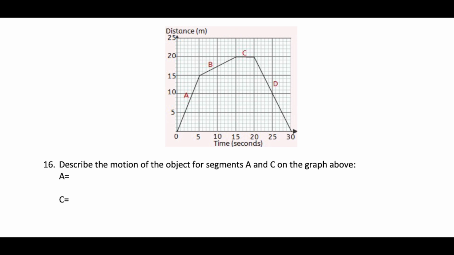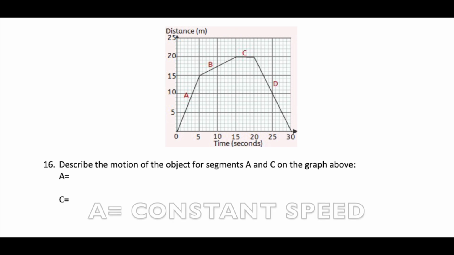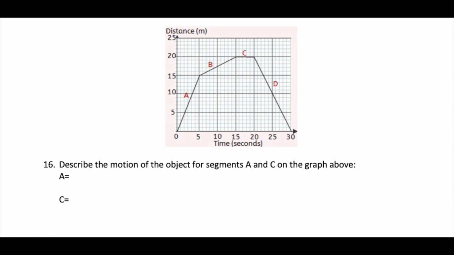Okay, here's one more example of a motion graph. It says, describe the motion of the object for segments A and C on the graph above. Well, if we look at segment A, we see that it's an increasing slope. The y-axis shows the distance in meters and the time in seconds. So segment A shows us that the object is increasing speed or speeding up.